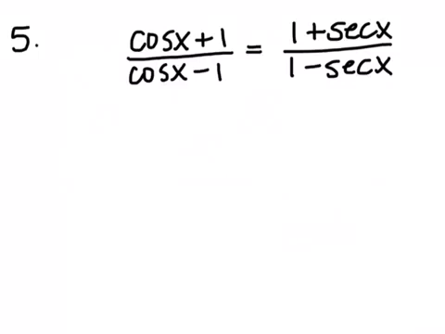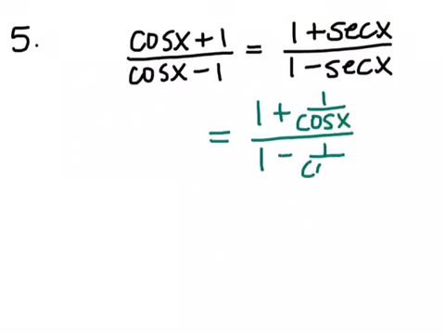I think another way we could do this is to change our secants into cosines. So here, instead of working with the left side like I did on the key, I'll work with the right side and see if we can get it to match the left. So I'm going to change my secants into 1 over cosines. Okay. And now we need a common denominator. So I'm going to change my 1's into cosine over cosine.